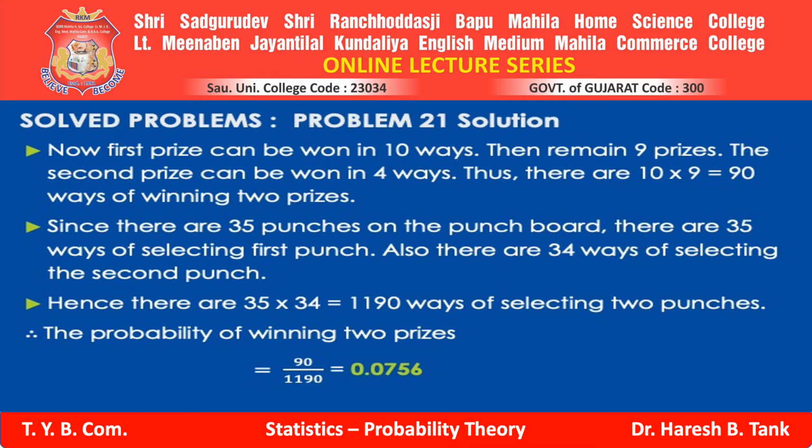Fine. Since there are 35 punches on a punch board, there are 35 ways of selecting first punch and 34 ways of selecting the second punch. So there are 35 multiplied by 34, which is 1190 ways of selecting 2 punches. So the probability of winning 2 prizes is very simple. It is 90 upon 1190. Simplified, 0.0756 becomes the answer. Clear?